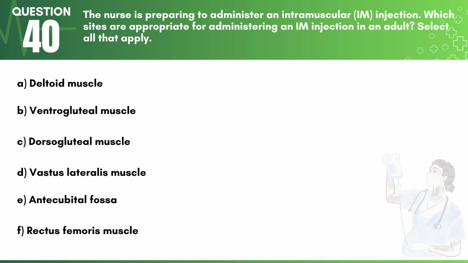A. Deltoid muscle. B. Ventrogluteal muscle. C. Dorsogluteal muscle. D. Vastus lateralis muscle. E. Antecubital fossa. F. Rectus femoris muscle.